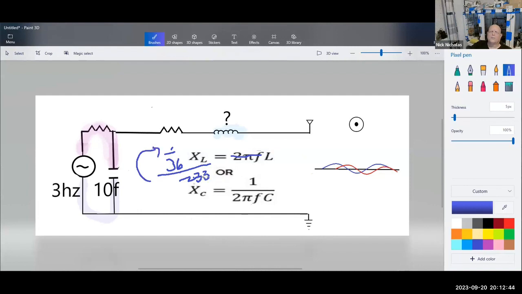So if I went 3 times 3, which is 9, times 2, which is 18, 18/36, forget the little dot there. Okay. And that's about half. So we would need about 0.5 Henrys. That's a 5. And that would now resonate or have the same reactance, the same value as this.